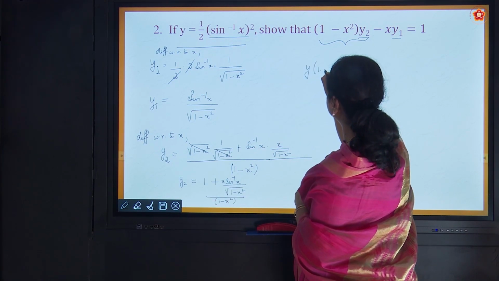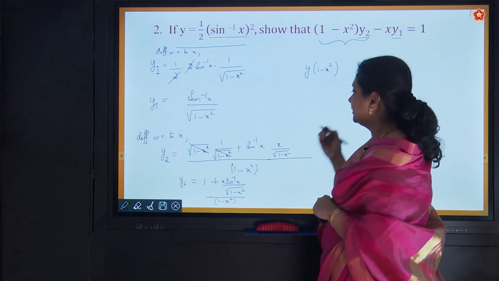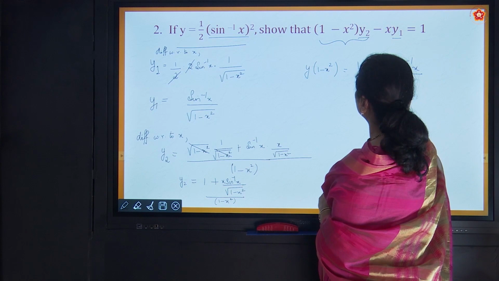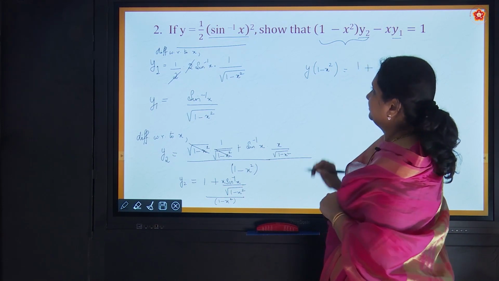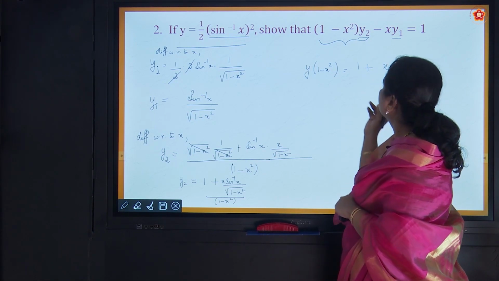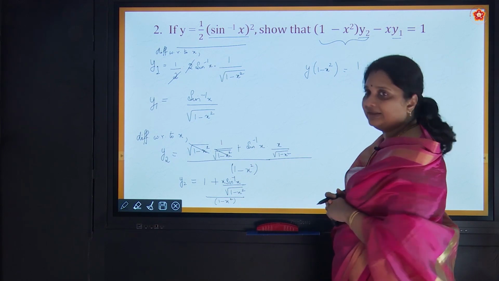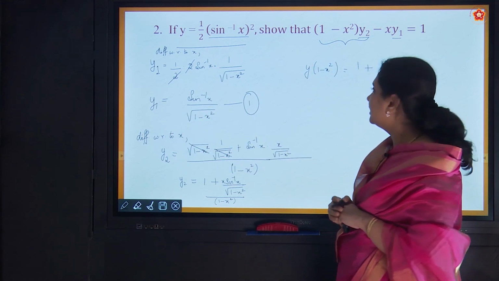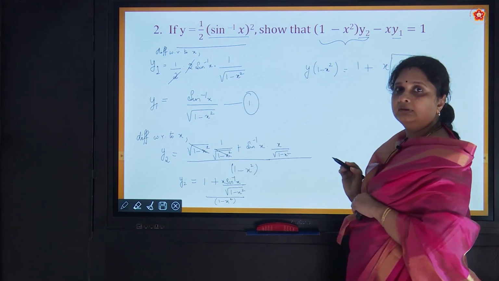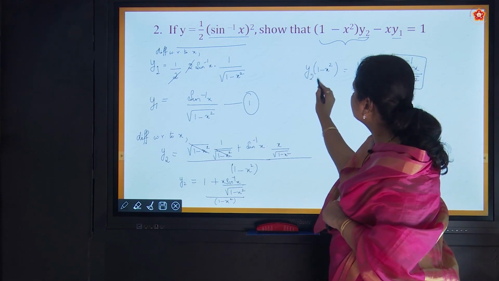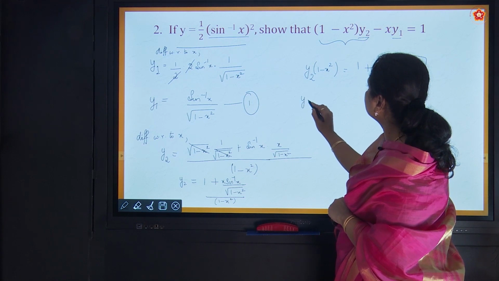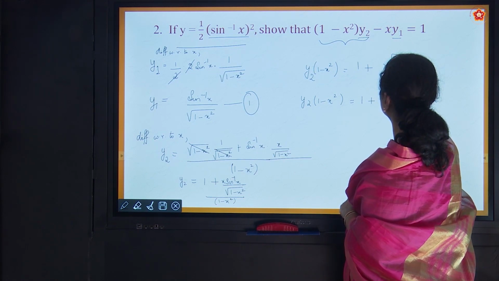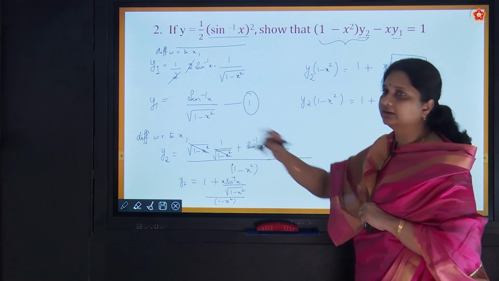So it goes here, when I take it to the other side, I have 1 plus x sine inverse of x by root of 1 minus x square. Now, what do I do? Do I have anything there? What is my y1? If you see, my y1 is sine inverse of x by root of 1 minus x square, right? So that is what I have here. Can I replace it by y1? Yes, I can. This is y2 getting multiplied here. So I have y2 into 1 minus x square is equal to 1 plus xy1, because this is what is my y1, right?